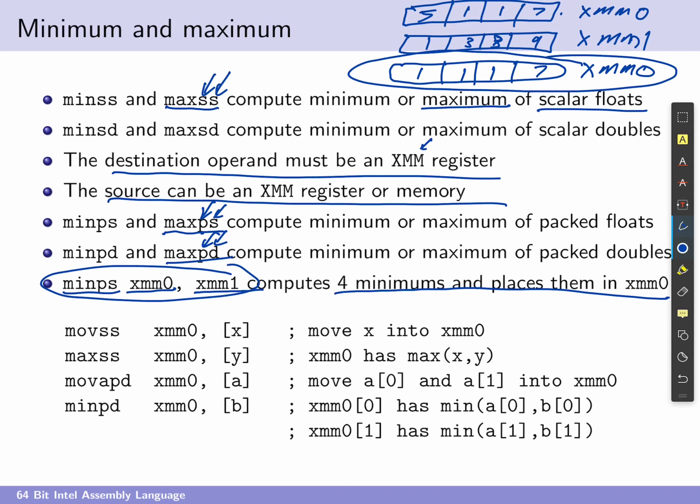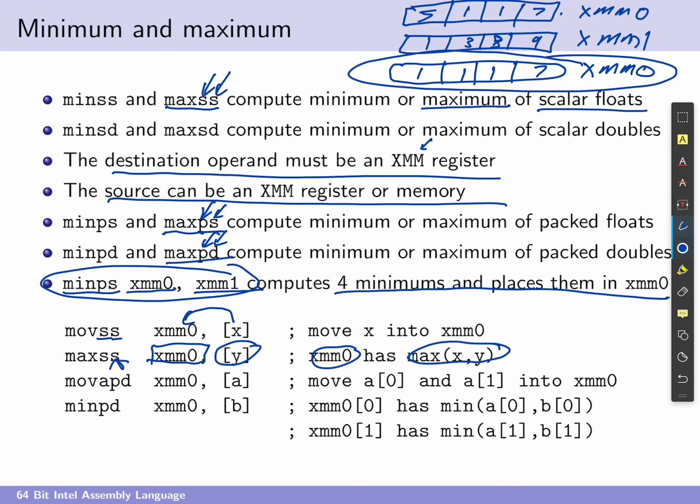Here we have a slightly more complicated example. So I'm going to perform a move of x into XMM0. So it's just a scalar single. And then I'm going to perform the max of XMM0 and y. And basically this is just going to set the lower 32 bits, because remember it's a scalar I'm working with, of XMM0 to be the maximum of x and y.